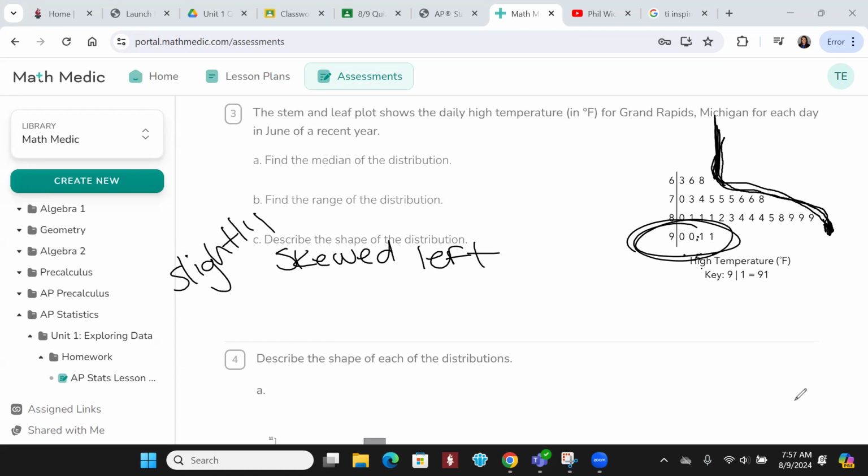The median was 81. Are we okay? I'm going to be perfectly honest with you, you need to practice this. This is probably the hardest part, and it just comes with practice. Okay. Number 4. Describe the shape of the distributions.